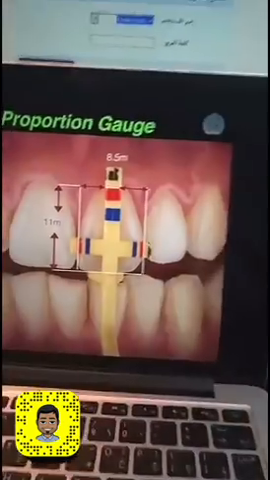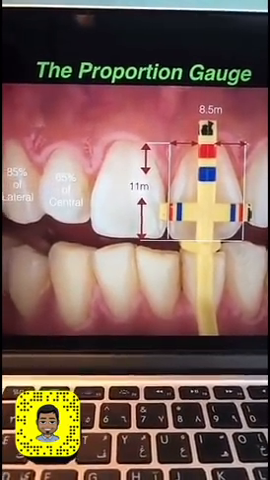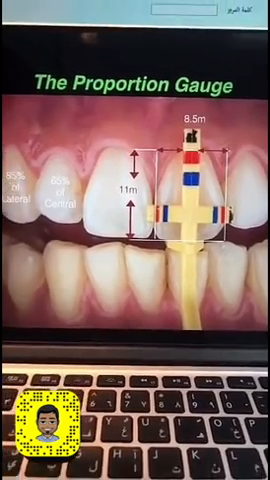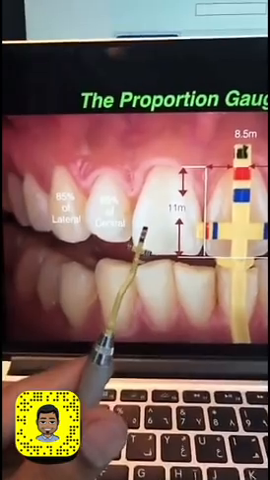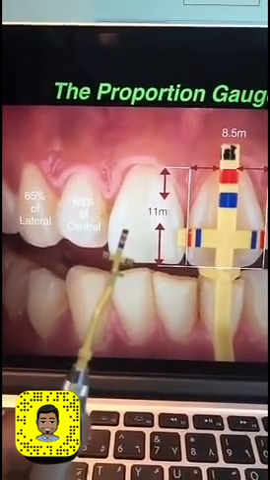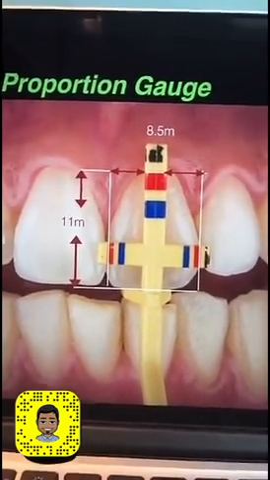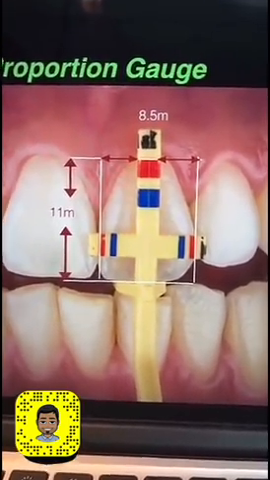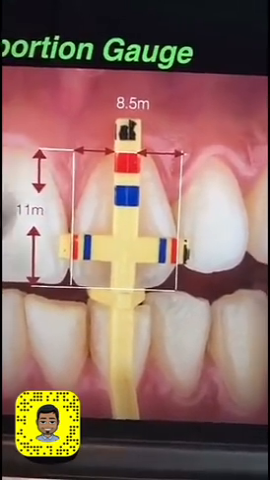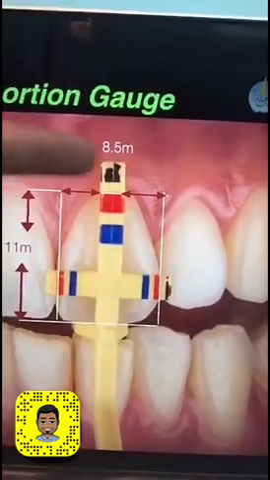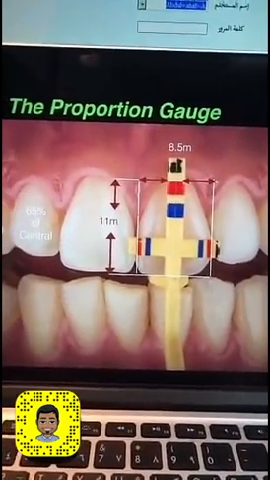I highly recommend buying this beautiful gauge. It's called the proportion gauge by Stephen Chu. In Saudi Arabia, the dealer is a Turkey medical group. This is it. It's very nice and very easy to understand. You see the average width of a central is about 8.5. It automatically correlates with about 11 millimeters in height. So the end of the red lines here will match the end of the red line here. This is a beautiful golden proportion for a central incisor.